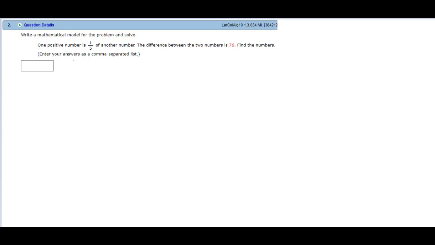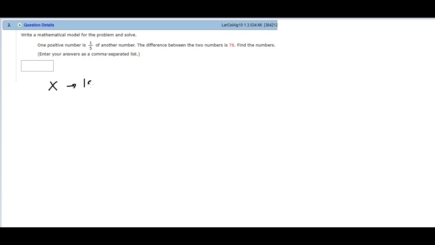So for this problem, it wants us to write a mathematical model that solves it. We have one positive number, and there's 1/5 of another number. And the difference between the two numbers is 76. Let's find the numbers. So anytime you're asked to find something, I like to call that thing x.